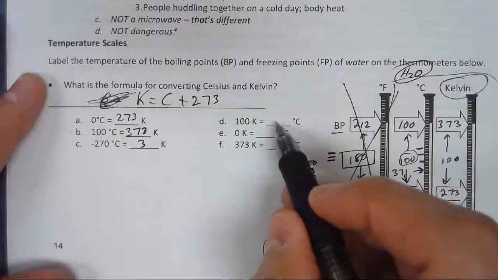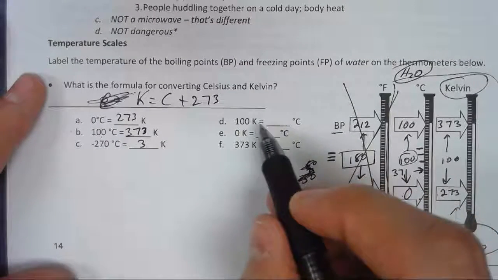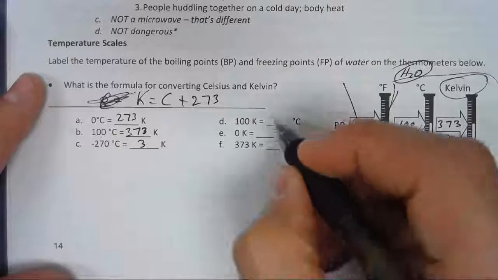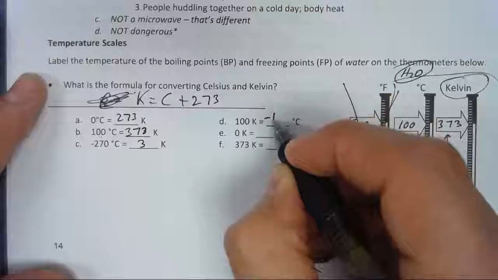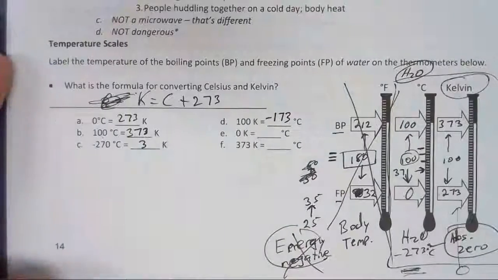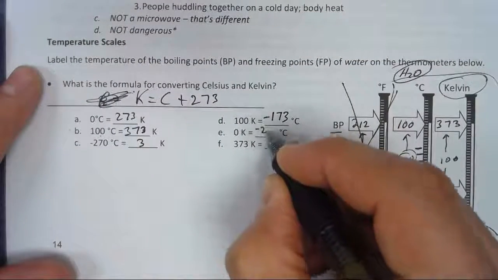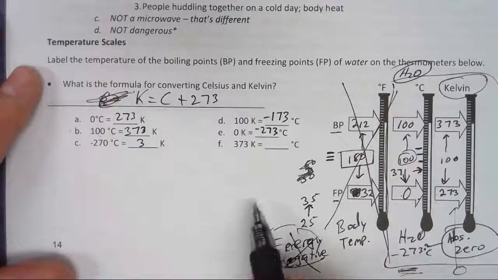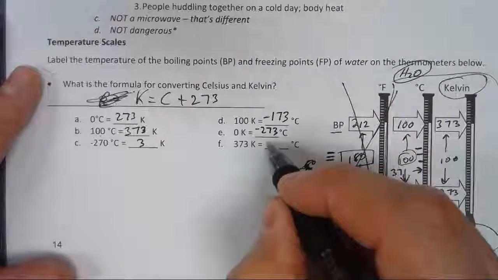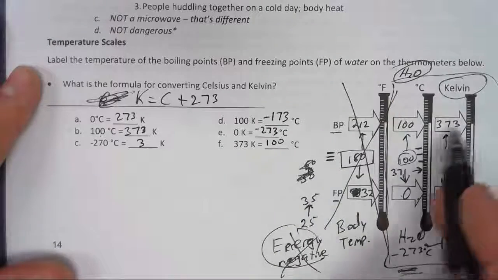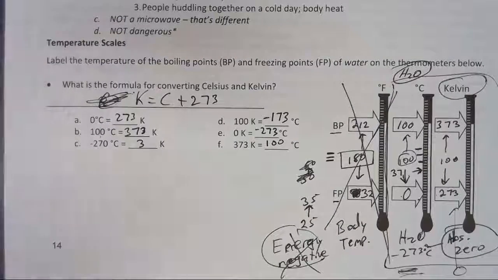Now we're going to subtract 273 on this side. Put the number in here. 100 minus 273 is negative 173 Celsius. 0 minus 273 is negative 273 Celsius. And 373 minus 273 is 100 degrees Celsius. That's the boiling point of water. So you'll need to know how to convert between Celsius and Kelvin.